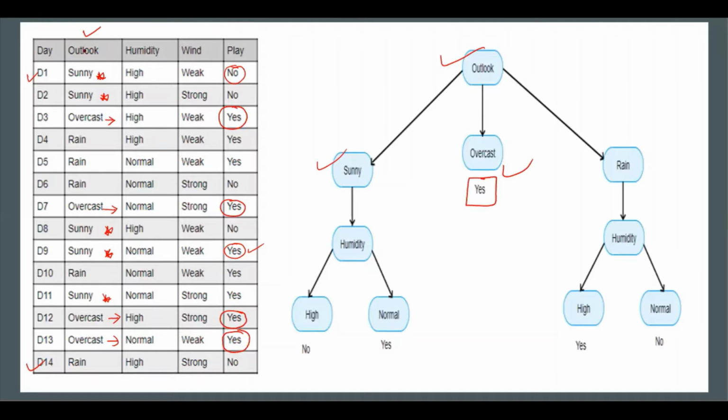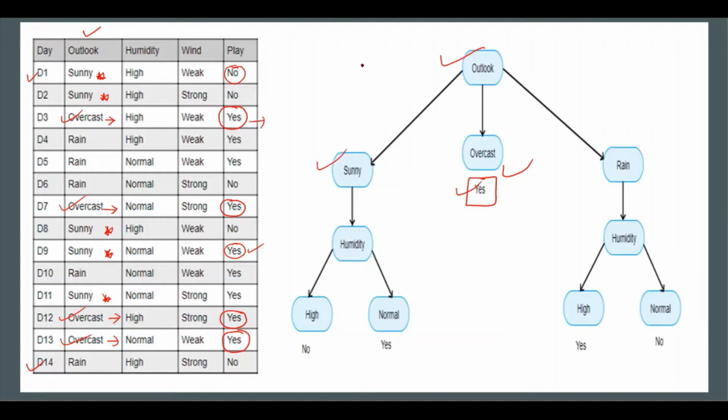The first attribute, the first feature, is Outlook, and in Outlook, I mean the weather outlook, if it's overcast here, then we can say with 100% probability that children will go out and they will play. It's clear, every time yes. That's why I've written yes here.